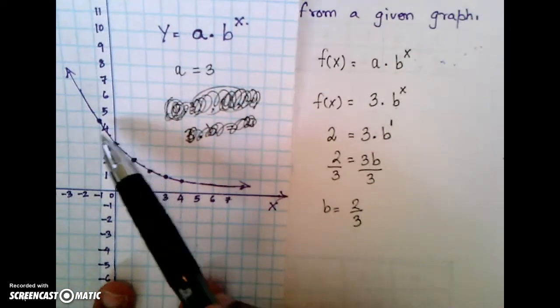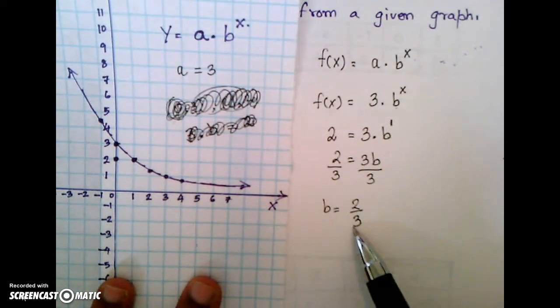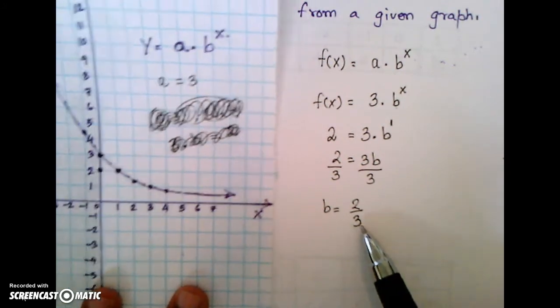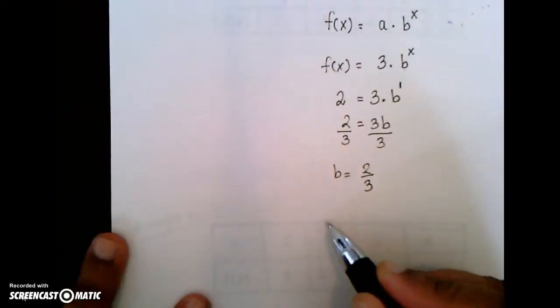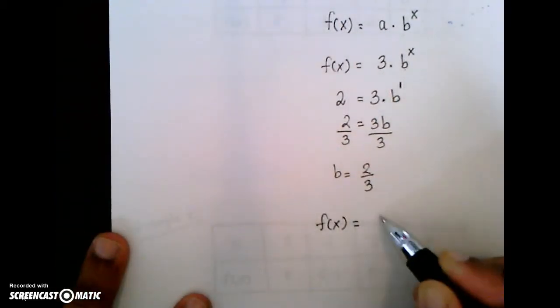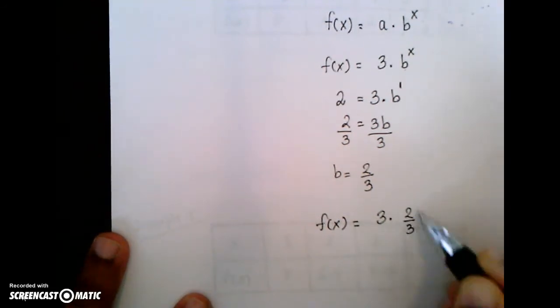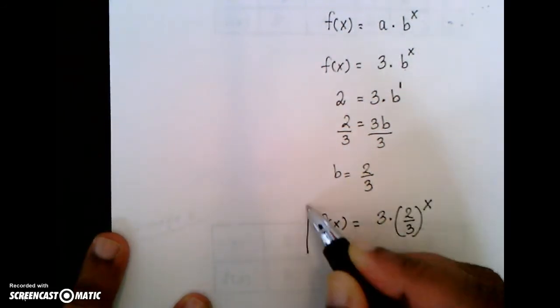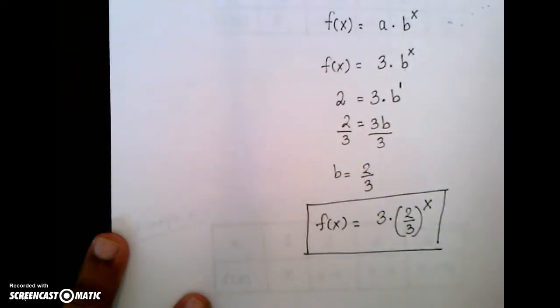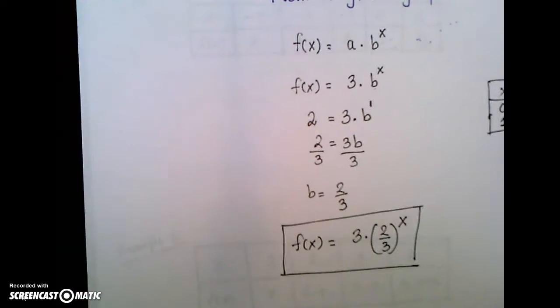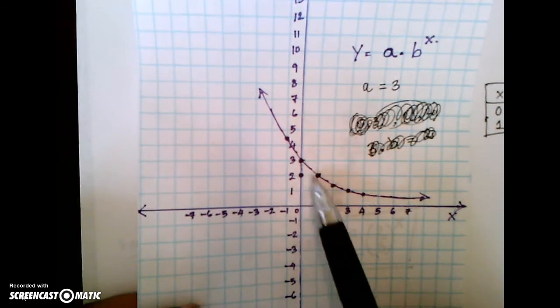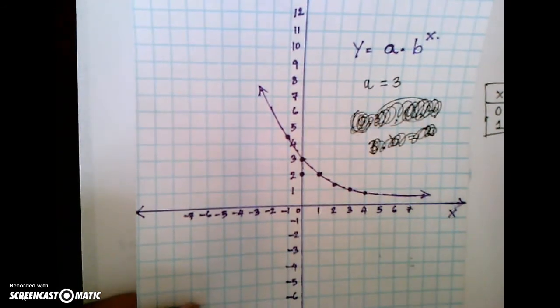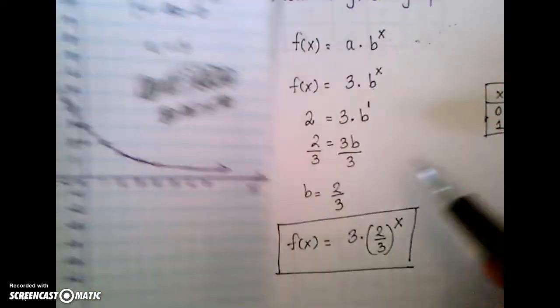As we saw, for my decreasing function, my b is a fraction, which is less than 1. So if I put these 2 things back into my function, my f of x will be equal to 3 times 2/3 to the power of x. So I wrote my exponential equation for that given function. This is when you are given a graph. All you have to do is pick the y-intercept and choose 2 consecutive points and see how your y is changing, see what it is getting multiplied by, and plug in those values to figure out your b.